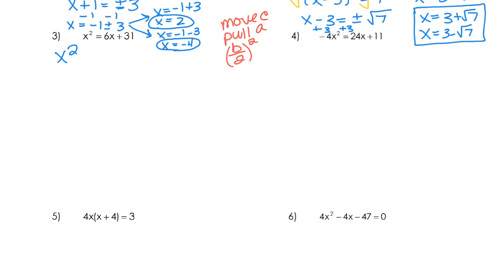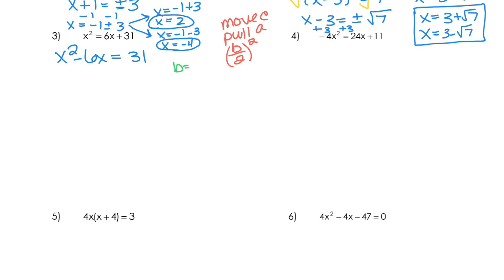But our 6x needs to come back over. But 31 can stay on that side because that's the C value. So now we are good. We got our 2 terms, our square term and our x term on the left-hand side and our C value on the right-hand side. So now the first step of moving C is done. Okay. Now we're going to pull A, except A is 1, and therefore we don't have to pull it. We have our square term, which means we're in good shape of completing the square because you can't complete the square without just having that squared term. So we're good. So we're ready to go ahead and do our B work.